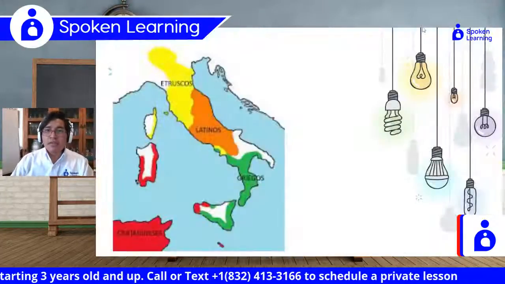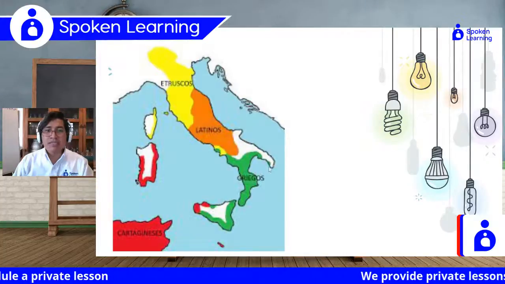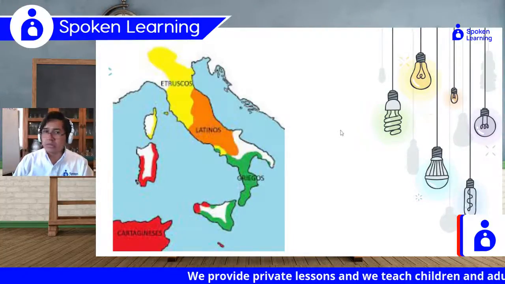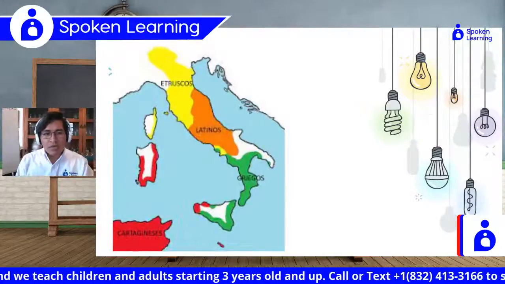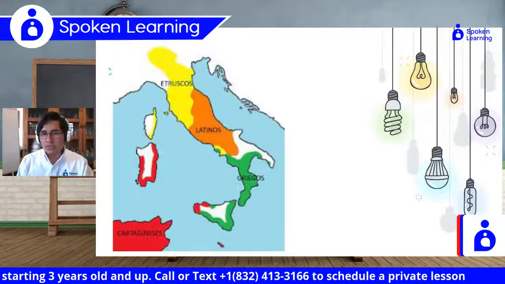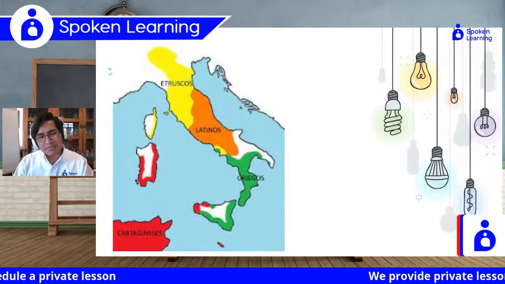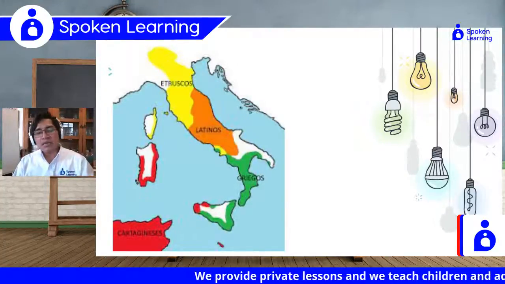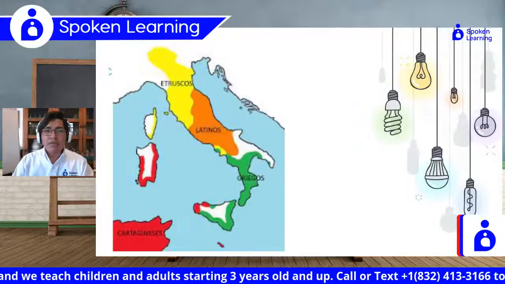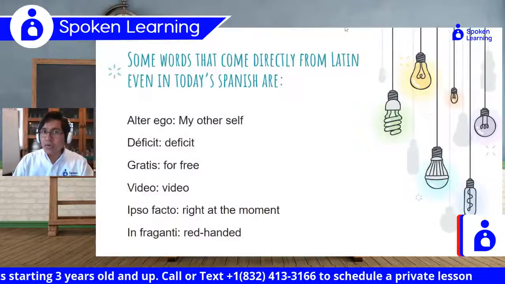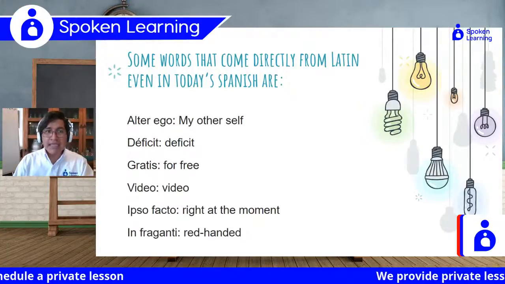Okay, so let's go. The first part is that Spanish is known as a Romance language. That means it has its origin in Latin. Why Latin? Because it was the language spoken by Latinos, the people who lived in the Italic peninsula that was occupied by Cartagineses, Griegos, Latinos, and Etruscos. From that time, we still have some words that haven't varied that much, and that can still be figured out as direct ancestors. These words come directly from Latin: alter ego, deficit, gratis, video, ipso facto, infraganti.